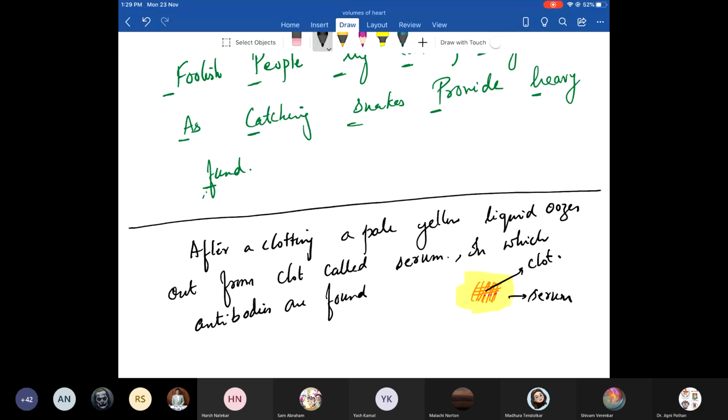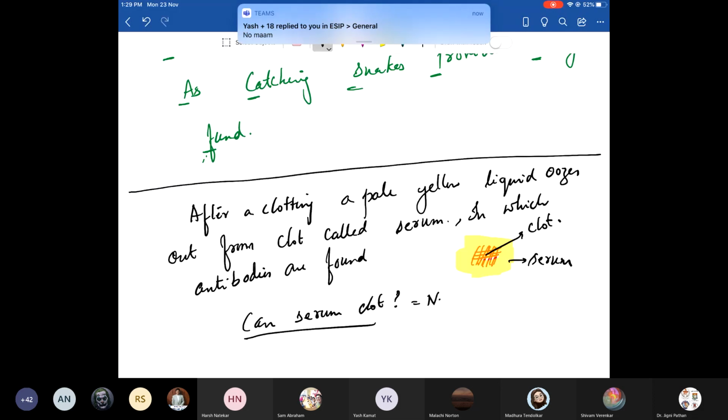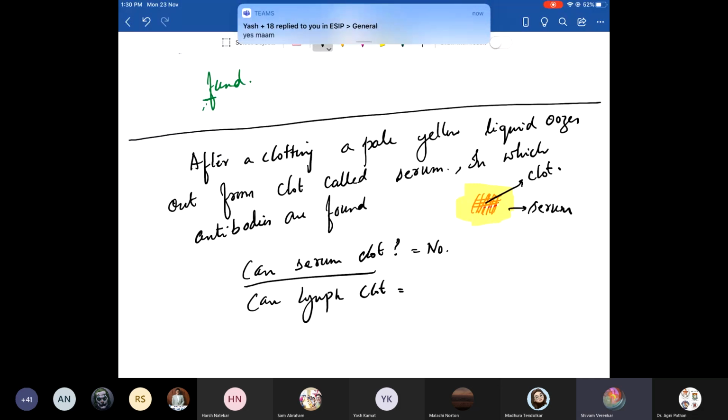Do you think serum can clot? Very good. No. Can lymph clot? No, ma'am. Oh, yes, ma'am, lymph can clot. Why? Because it has plasma protein. But serum cannot clot. Are you getting the point?